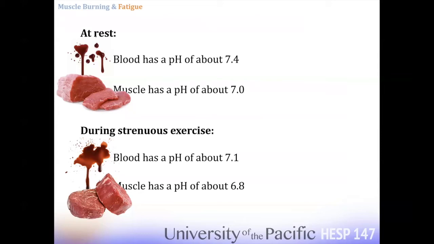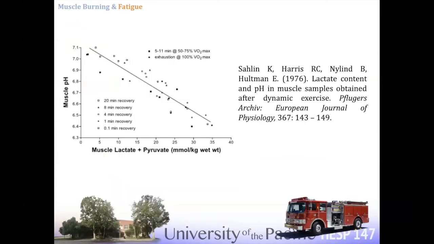pH. I mean, it depends what you're doing. At rest, your blood and your muscle have slightly different pH as opposed to during exercise. And so there's your strenuous exercise, there's your at rest, blood versus blood, muscle versus muscle. We fall. pH goes down. We accumulate hydrogen ions, pH goes down. And this is in the muscle. This is that Sahlin one from 1976, and so we see it's around 7, something like that.